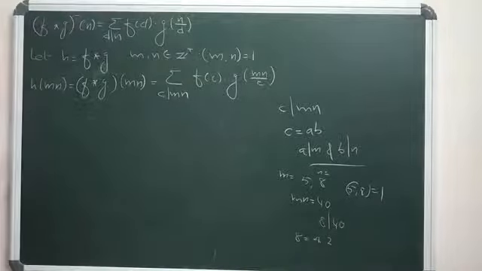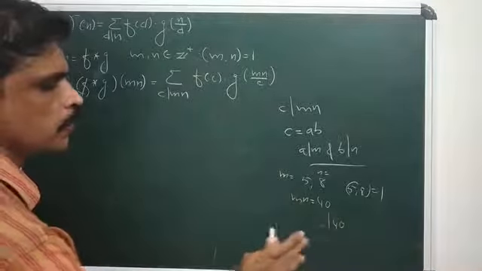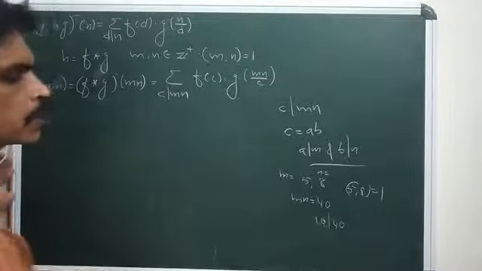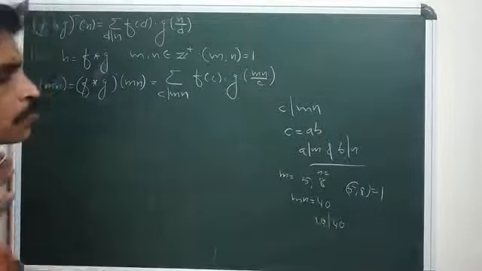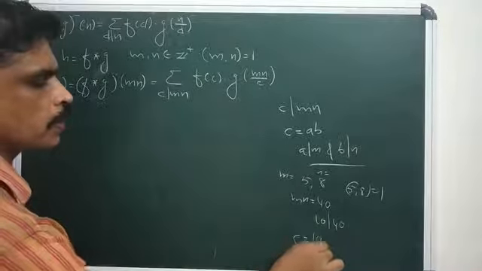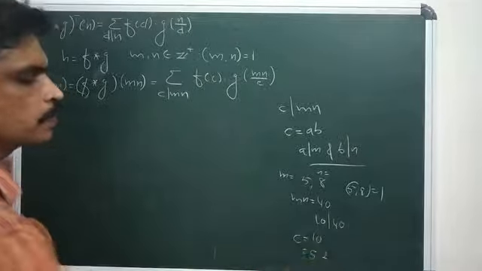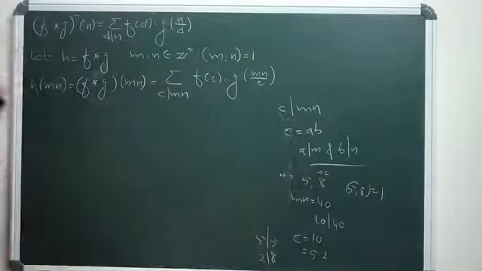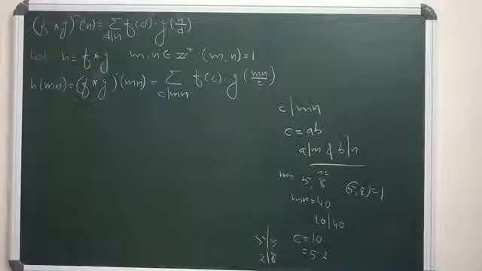Suppose we take 10, which divides 40. So here c equals 10, and c equals 5 into 2. Here 5 divides m, that is 5 divides 5, and 2 divides 8. So c is the product ab. The divisor c of mn is of the form c equals ab, such that a divides m and b divides n, like this.